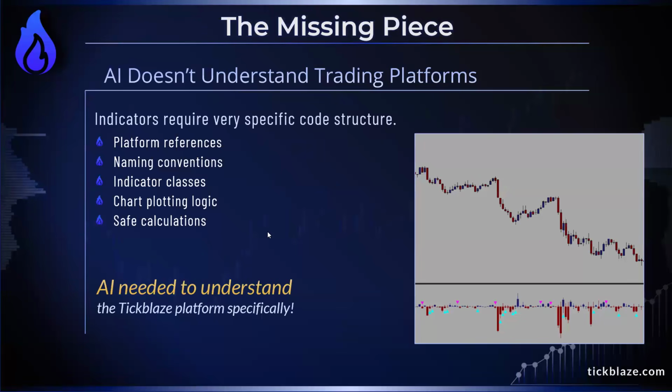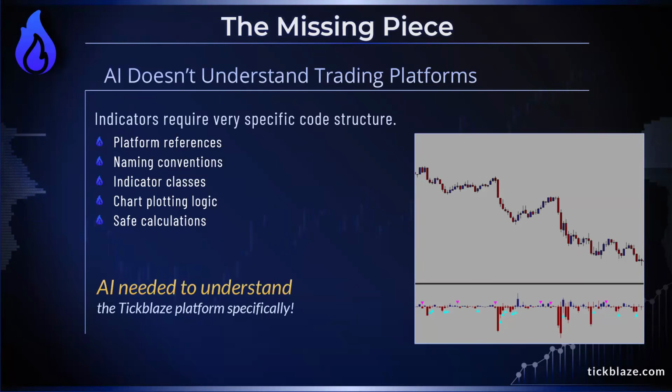So this is the missing piece. Indicators are not just code. They're a very specific structure. They're specific platform references. There's correct naming conventions and plotting logics and safe calculations. And if any of that is wrong, it doesn't work. Now, AI doesn't understand that by default. Now, I don't want to scare you away here.